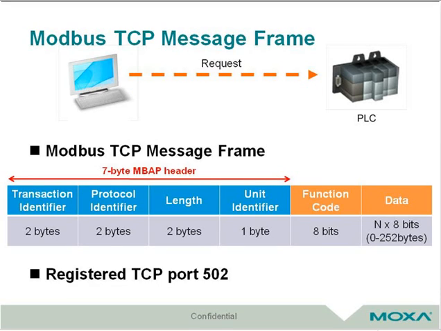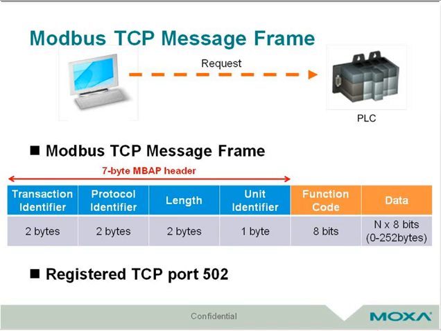Since this slide, let's discuss the Modbus TCP message. The Modbus TCP frame adds an MBAP header before the Modbus PDU. The MBAP header means Modbus Application Protocol Header. The header is 7 bytes long and separated into 4 parts. The first one is the transaction identifier. It is used for transaction pairing.